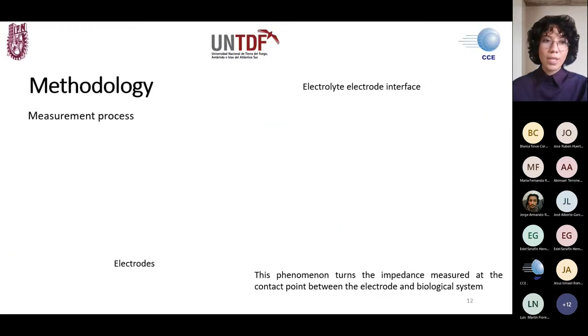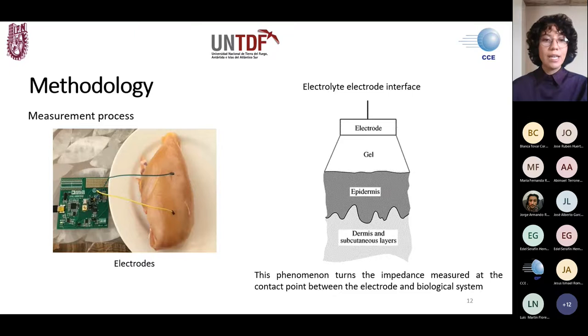But now, how did we do it? Well, first, for the measurement process, the applied electric current reaches the biological environment through copper wires and electrodes connected to the body or to the surface to measure bioimpedance, as we can see in the left picture. And in the right picture, we can see the model of a particular phenomenon called the electrolyte-electrode interface. Here, the electrons from the applied signal are converted to ions to transport the electric current over the biological medium and vice versa. This phenomenon makes the impedance be measured at the contact point between the electrode and the biological system.